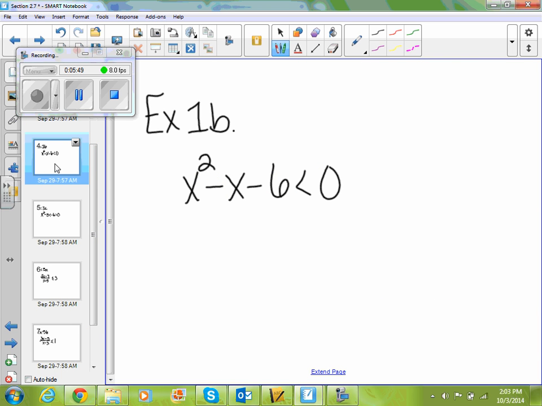Okay, so let's do another one. So we've got x squared minus x minus 6 is less than 0. Okay, and we need to figure out when that's going to give us positive solutions that work. And so less than 0 tells me that I have negative answers.